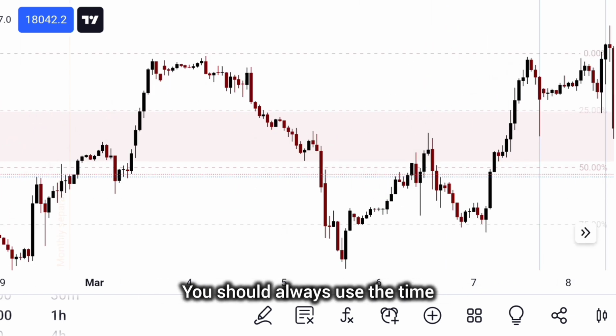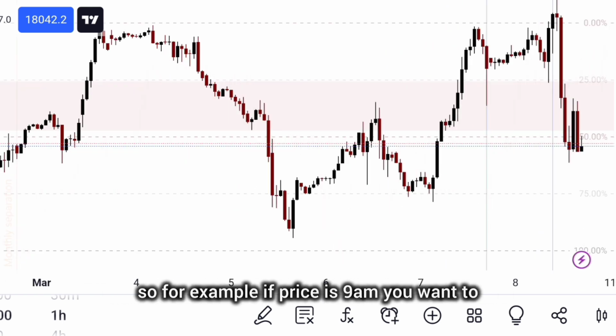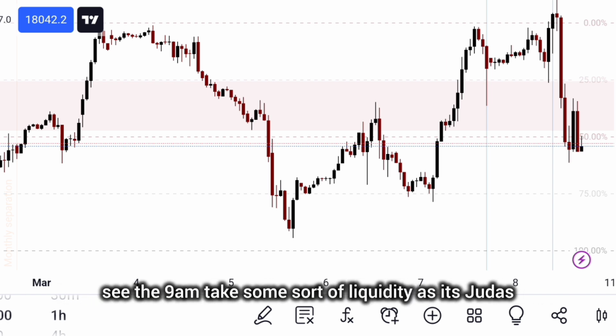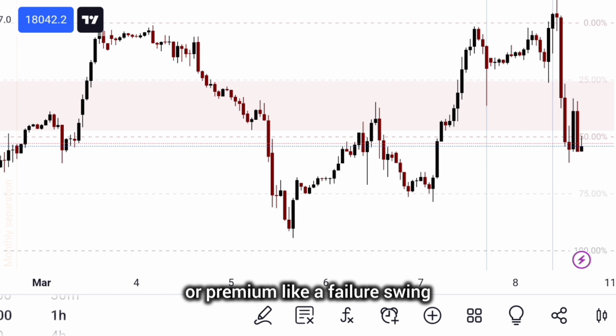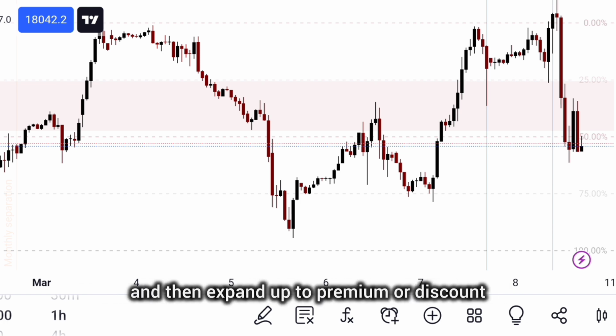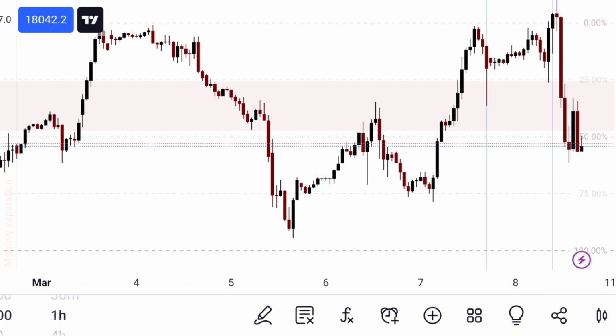You should always use time and price together. So for example, if price is at 9 a.m., you want to see the 9 a.m. take some sort of liquidity as it's Judas, creating a breaker, or just going to discount or premium like a failure swing, and then expand up to premium or discount to your target.